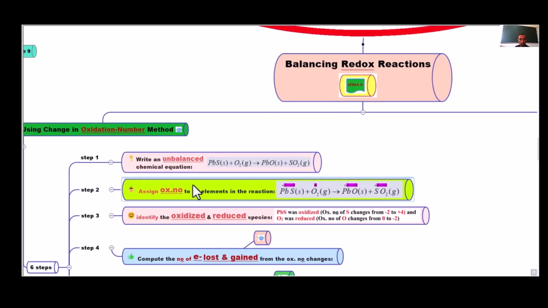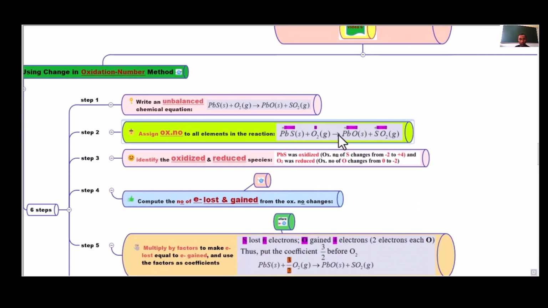For example, if you are asked to balance this chemical reaction, the first step is writing and balancing the chemical reaction. The second step is to assign the oxidation number to all elements in the reaction, that is, to all the atoms in the chemical reaction. In this case, there is no change in oxidation number for lead. Here in the reactant side it is +2, in the product side also +2.